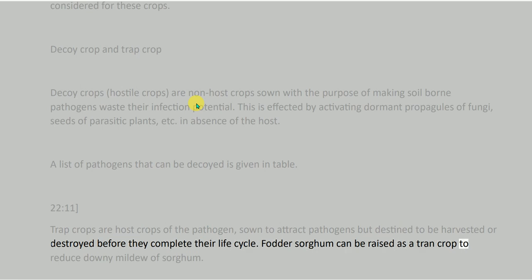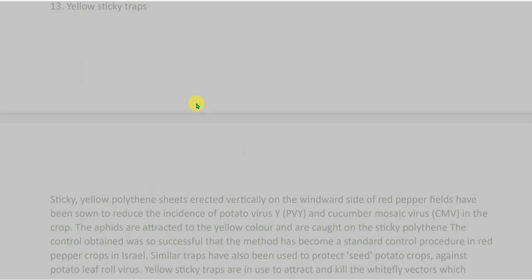Yellow sticky traps. Sticky, yellow polythene sheets erected vertically on the windward side of red pepper fields have been shown to reduce the incidence of potato virus Y, PVY, and cucumber mosaic virus, CMV, in the crop. The aphids are attracted to the yellow color and are caught on the sticky polythene. The control obtained was so successful that the method has become a standard control procedure in red pepper crops in Israel. Similar traps have also been used to protect seed potato crops against potato leaf roll virus.